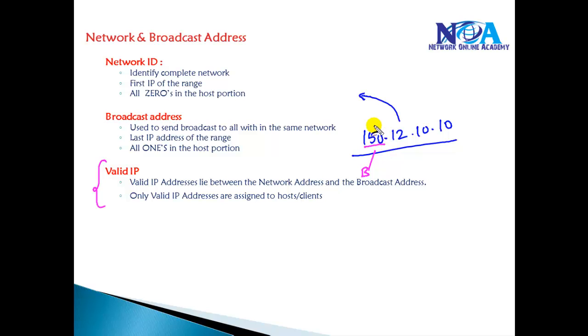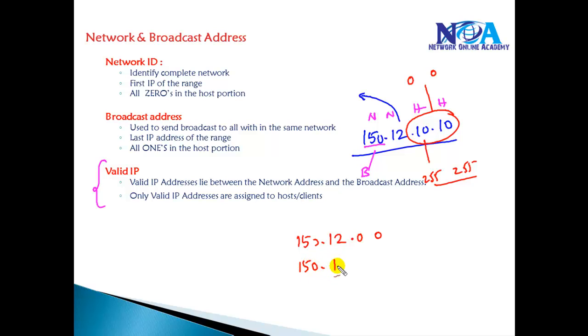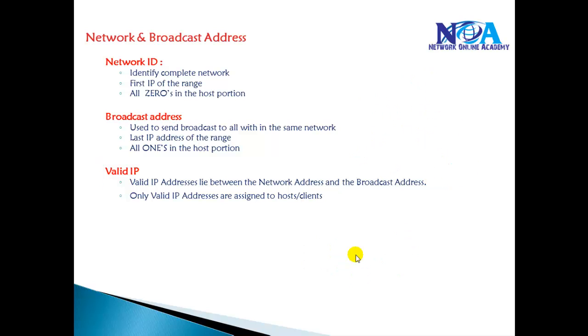150 comes in the range of B class, and there are two network portions and two host portions. Now if you want to figure out the network ID, we need to just write two zeros in the host portion. If you write 255.255 in the host portion, it will be the broadcast ID. So the network ID will be 150.12.0.0 and the broadcast ID will be 150.12.255.255. So these are the two addresses which we cannot assign to any device. All the remaining addresses we can assign to any device in the network.